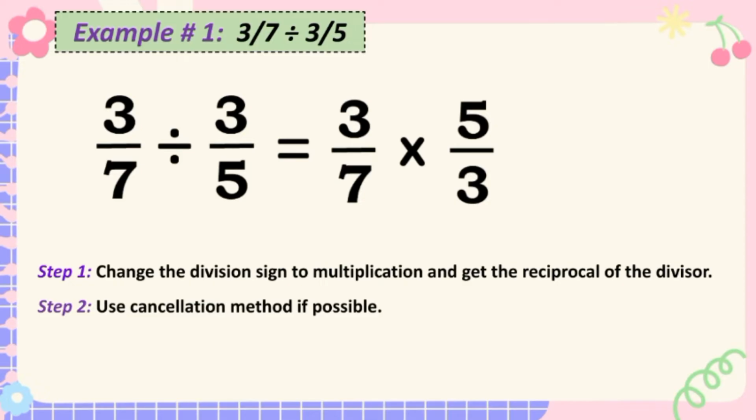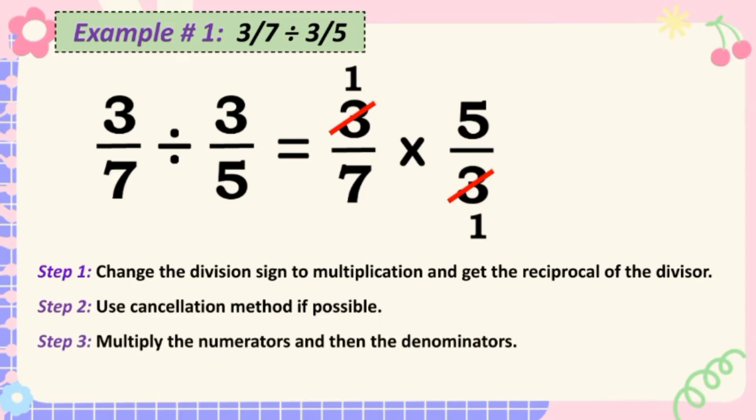Step 2. Use cancellation method if possible. So, i-cross-check po natin ang mga magkaka-pair. We have 3, parehong 3, and then yung 7 at 5. So, alin po dyan ang makakancel? Yes, we have 3. Pwede silang i-cancel. So, kapag ganyan na pareho lang yung number, i-cancel po natin, papalitan lang po ng 1. Kasi dinivide lang po natin sila sa kanilang sarili or GCF.